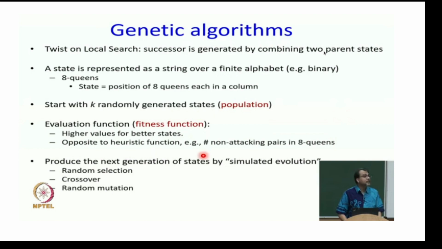What is the evaluation function? The evaluation function here is similar, by the same analogy, to the fitness function. The higher the value, the better the state. If the fitness function of a population is high, it means the population is most likely quite close to the optimal state we want. Opposite to the heuristic function.